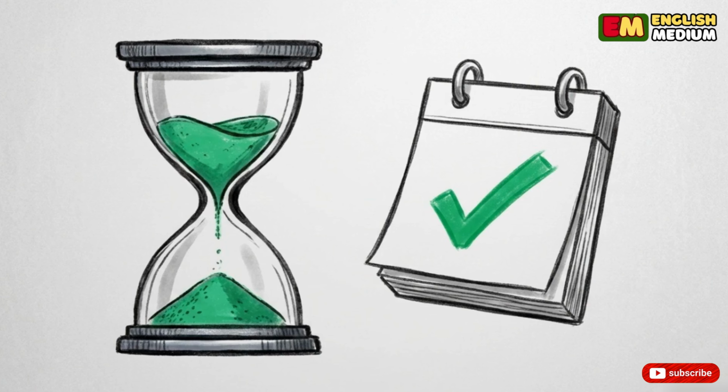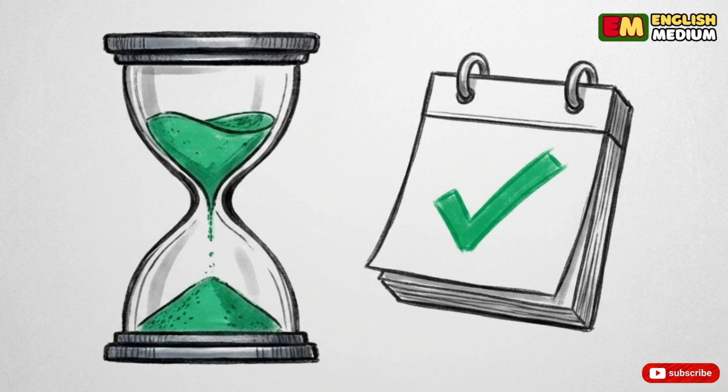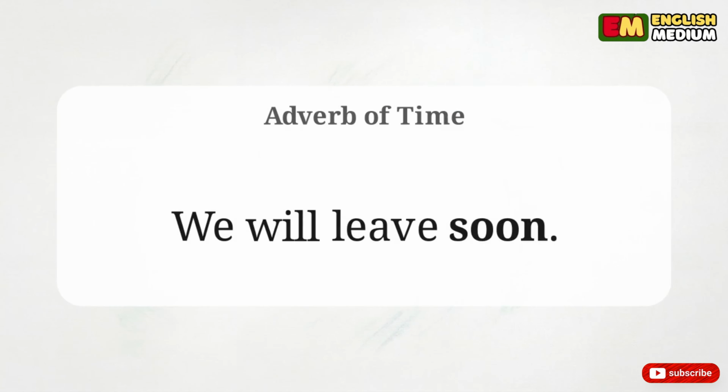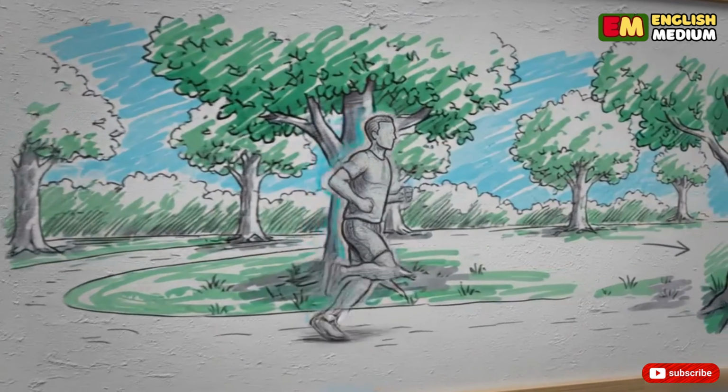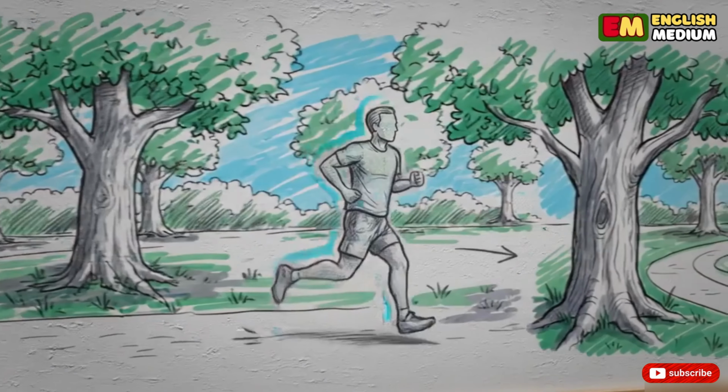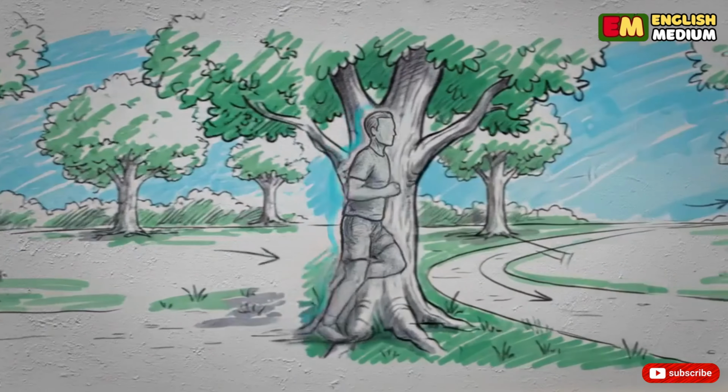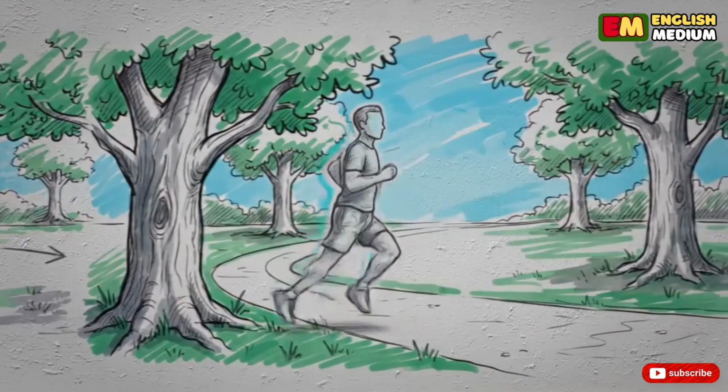Finally, we have adverbs of time, which indicate precisely when an action occurs. For example, in the sentence, "We will leave soon," the word soon tells us the timing of the departure. Without these categories, an action like playing or leaving stays completely vague. Adding them helps your listener understand the specific circumstances of the story.